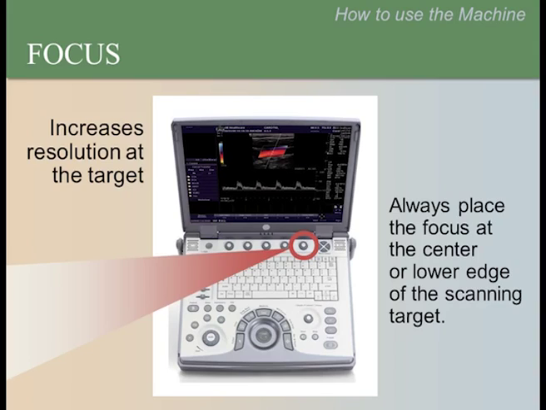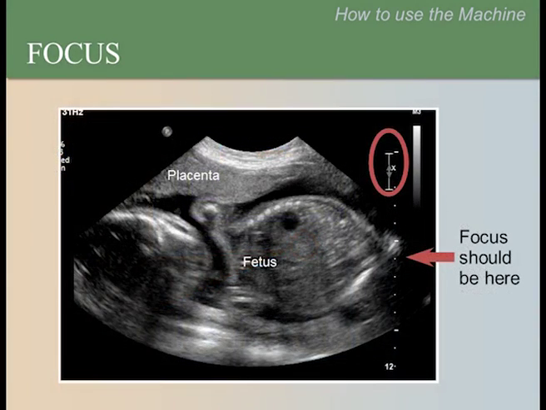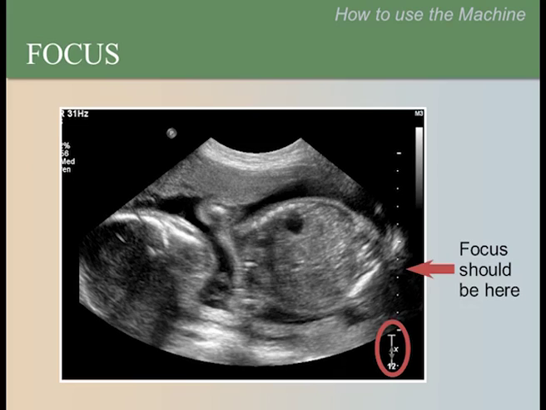The focus should be adjusted so that it is at the center or near the posterior border of your target area. The circled X on the right shows where the focus is in the ultrasound image. In this image, the focus is targeting the near field where the placenta is. The focus should instead be on the fetus and not the placenta. It should be placed in the mid to far field region where the fetus is located.